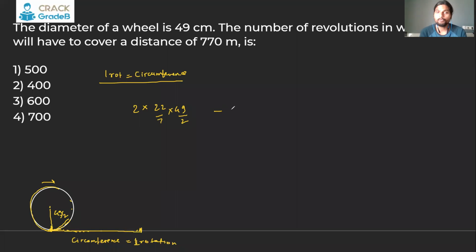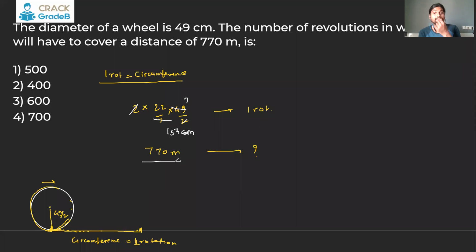They are asking, we are asked to travel 770 meters. How many rotations are required? Let's calculate this quickly. 2 gets cancelled. 7 sevens are, so 22 into 7. That becomes 154. So 154 centimeter is traveled in one rotation.